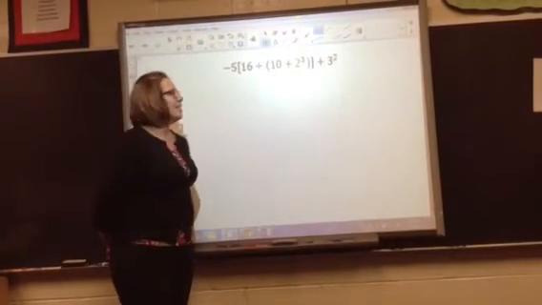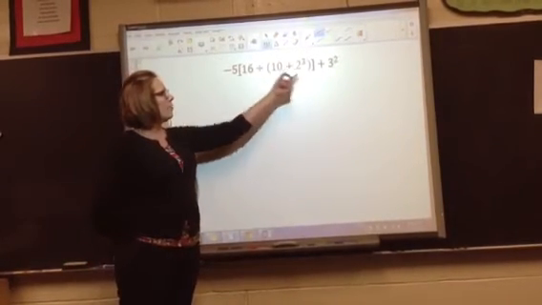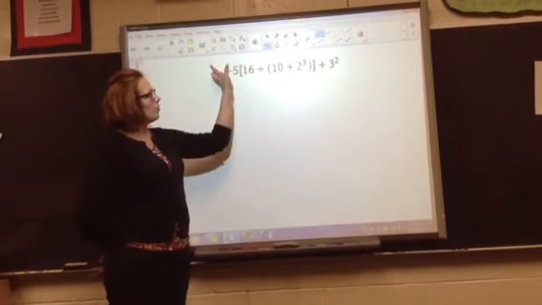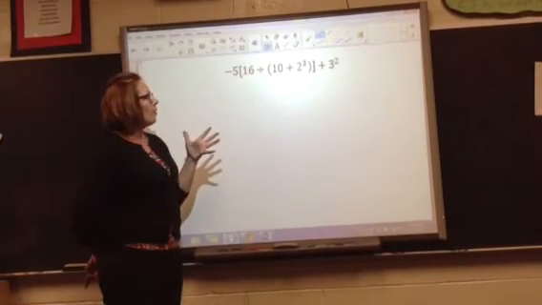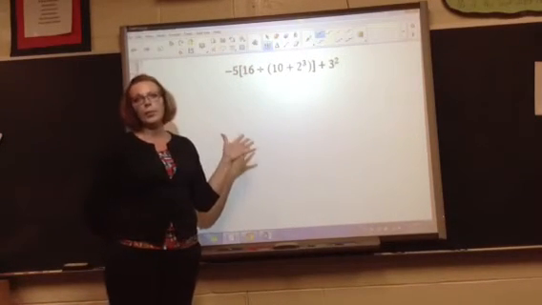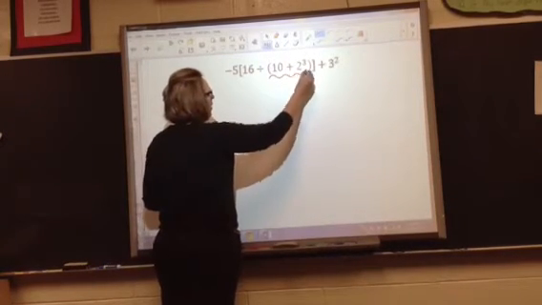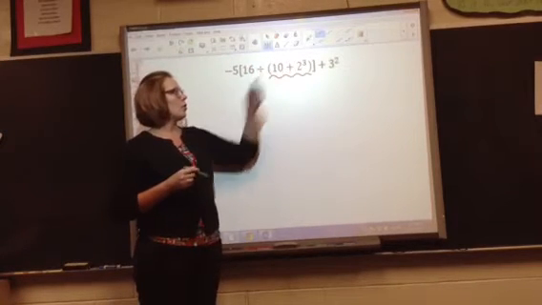Alright, in this example, we have a lot of things going on here. We have a double set of parenthesis and bracket, or like a nested parenthesis, as well as multiplication and some exponents. The pyramid of power requires that we take care of what's inside the parenthesis first. So I'm just going to focus on this parenthesis right here, and I see that I have 10 plus 2 to the third power.